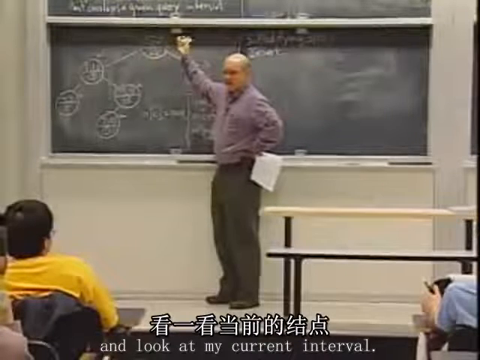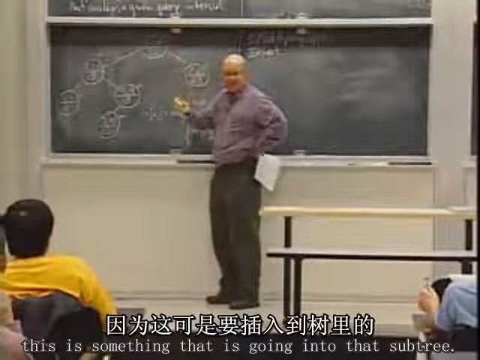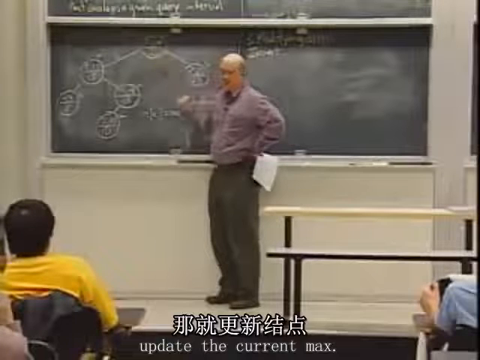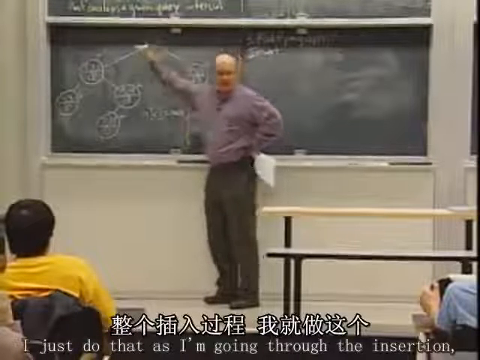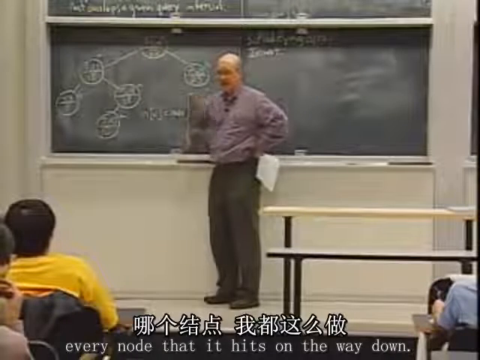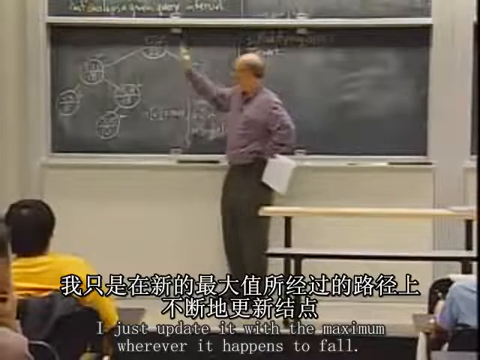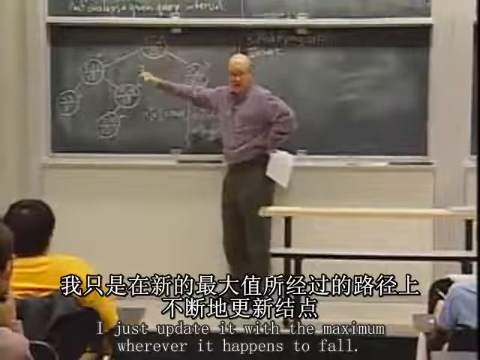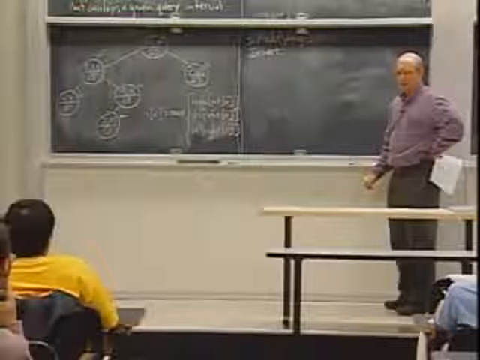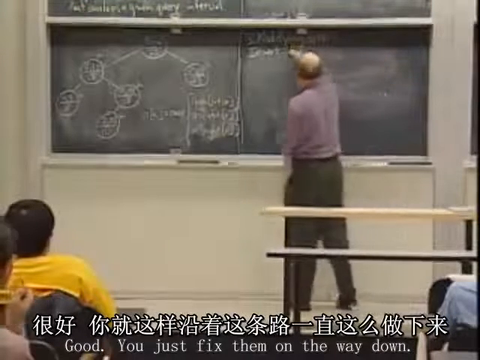tree, and look at my current interval. And if it's got a bigger max, this is something that's going into that subtree. So if its high endpoint is bigger than the current max, update the current max. And just do that as I'm going through the insertion, wherever it happens to land up, in every subtree that it hits, every node that it hits on the way down. I just update it with the maximum wherever it happens to fall. Okay? Okay, good. So you just fix them on the way down.